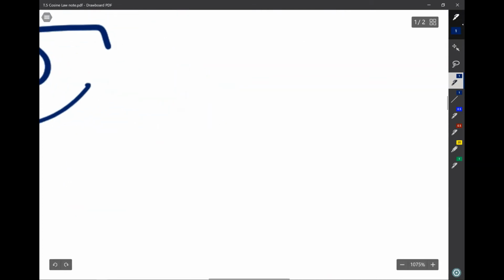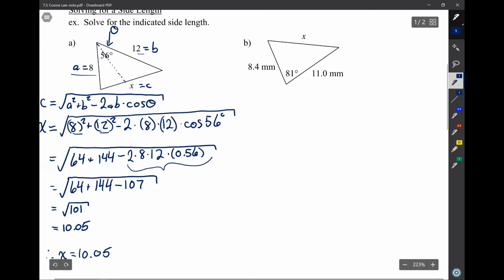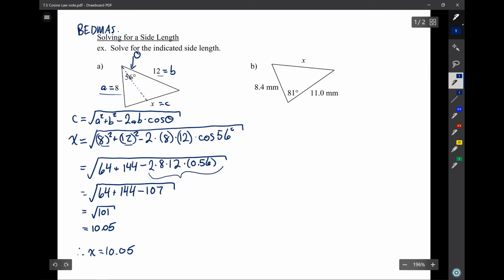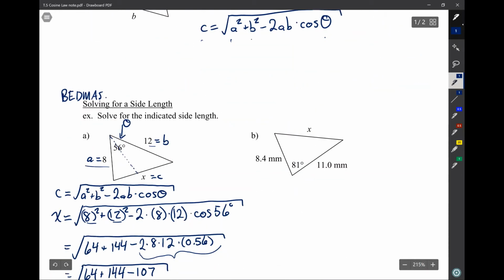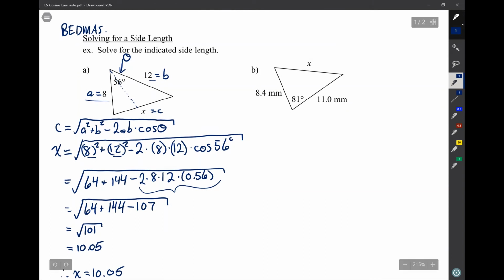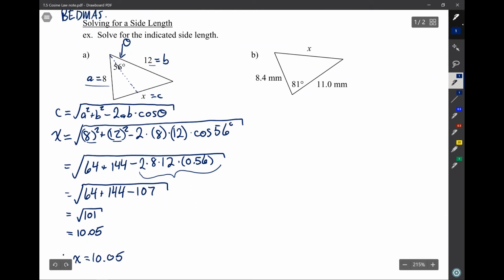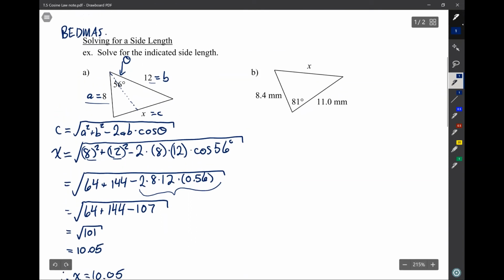And that's how we use our sine law. Notice that although the sine law looks a little bit convoluted, it is quite straightforward in that we're just using math that we've been using for years. We're just using our BEDMAS here to find out the unknown side. Now let's try example B.